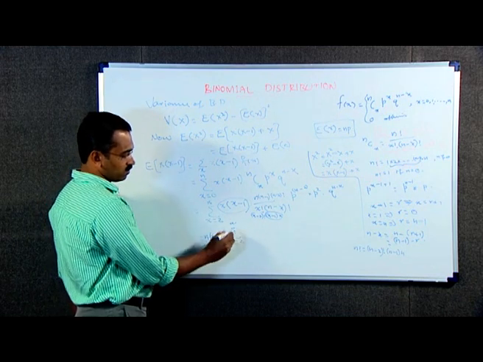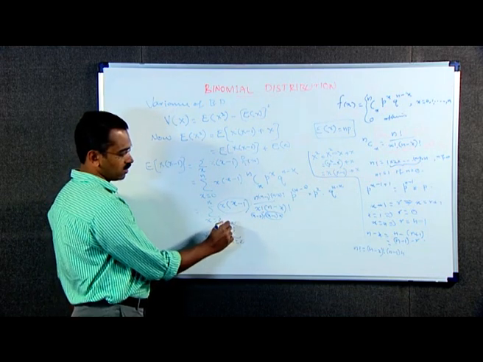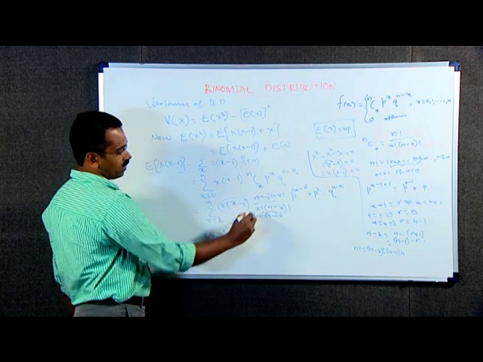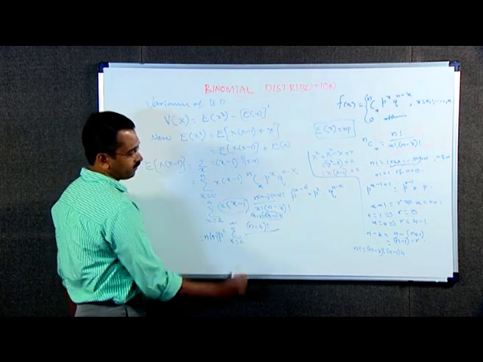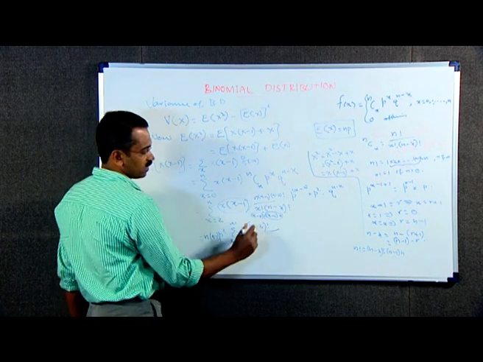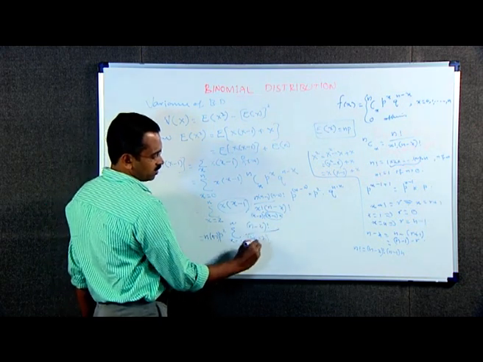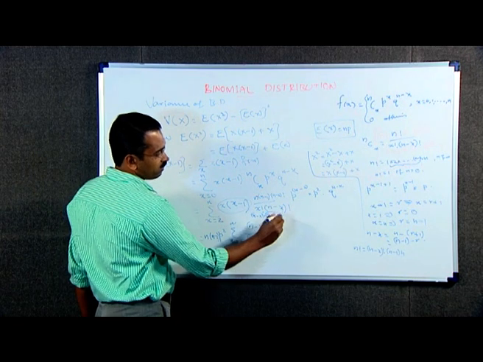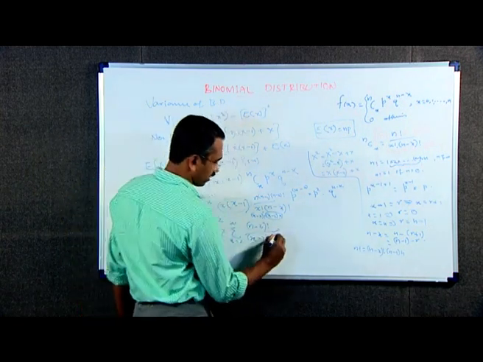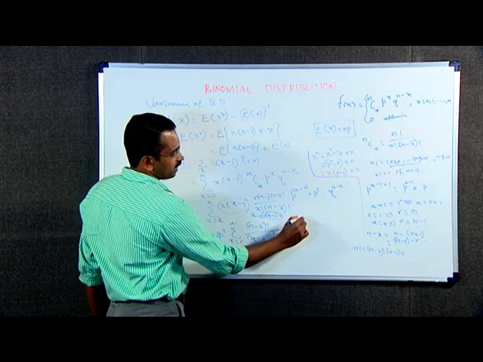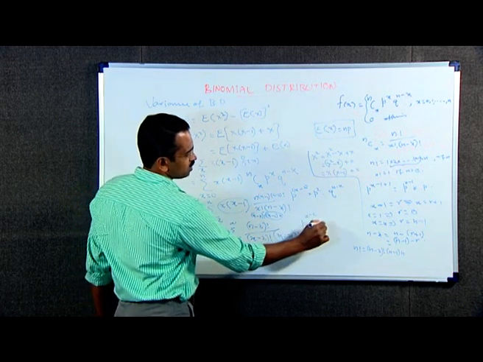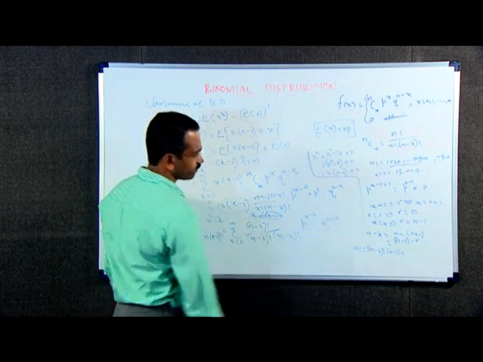Therefore, the remaining terms in the summation is n minus 2 factorial divided by x minus 2 factorial into n minus x factorial into p raised to x minus 2 q raised to n minus x.